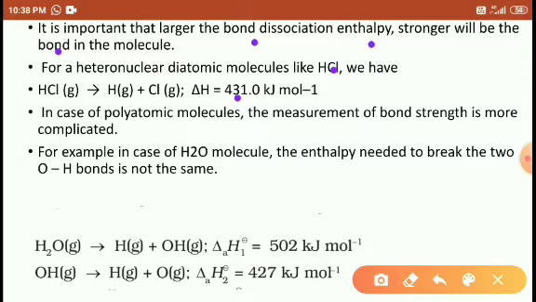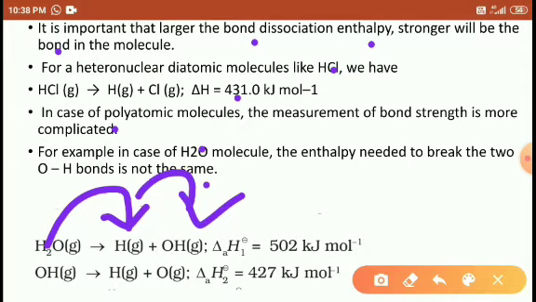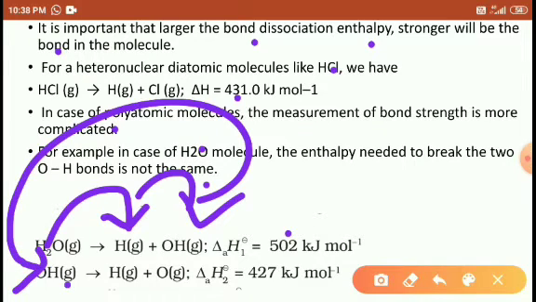In case of a polyatomic molecule, the bond strength is more complicated. For example, in H2O, the enthalpy needed to break the OH bond is not the same. First, both hydrogens do not dissociate at once. First, water dissociates into hydrogen and hydroxyl. That is the first case. In the second case, OH again dissociates into hydrogen and oxygen.